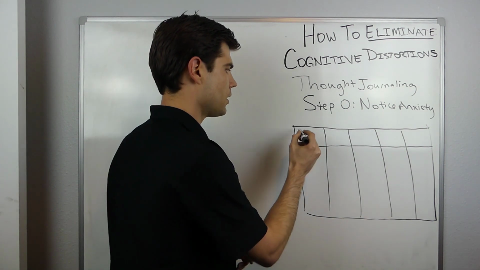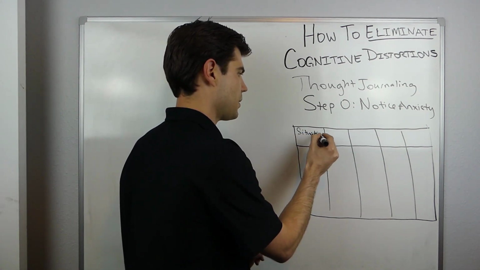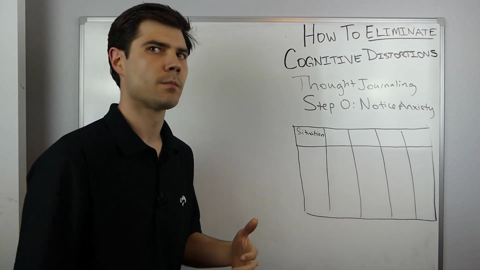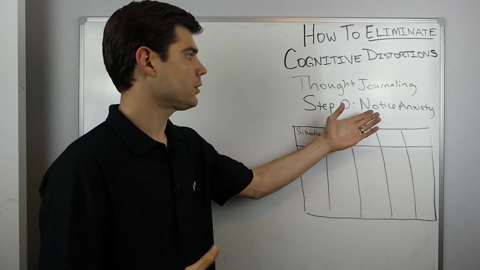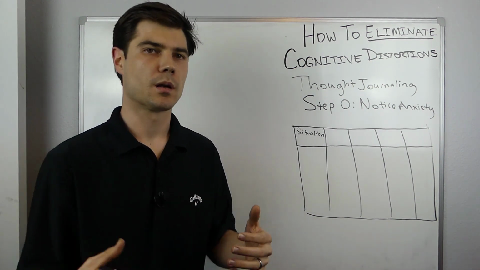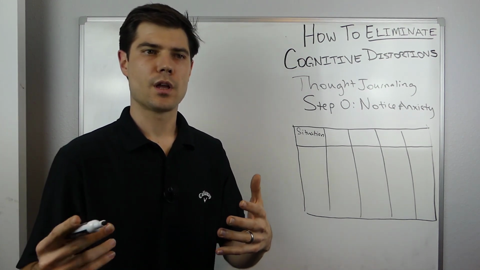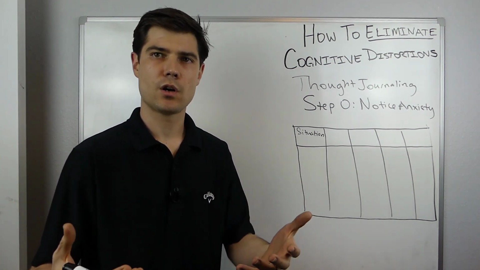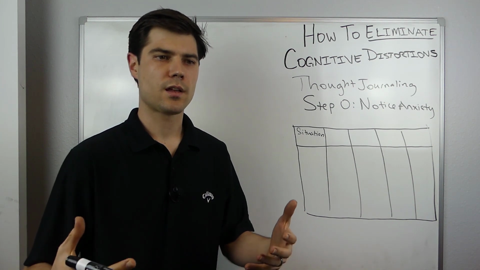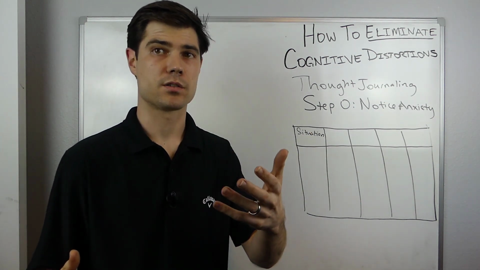Now, step number 1 is to write down the situation. Okay, and the situation is basically the what and the where. Where are you? Where were you when you started noticing the anxiety? And what were you thinking about? Now, for this video, I've got an example that you're driving home from work, and you start thinking about something you said in a meeting earlier, and you start feeling embarrassed about it.